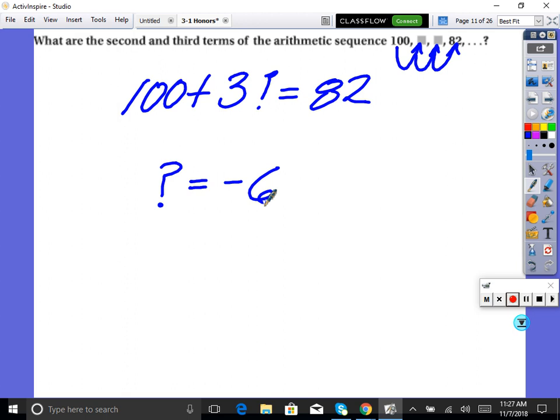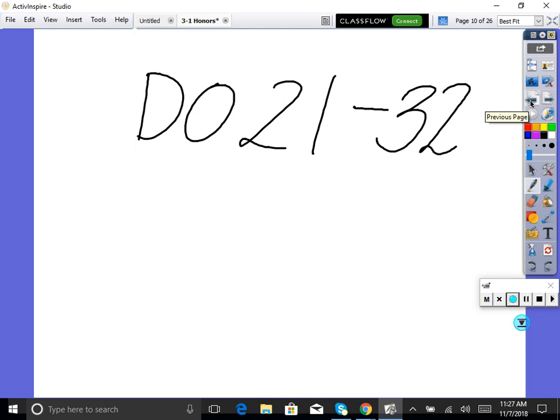So then you do 100 minus 6. So then you'd get your 94. And subtract 6. So you'd get your next term. Are we good with that? Okay. Either way works though. So go do 21 through 32.